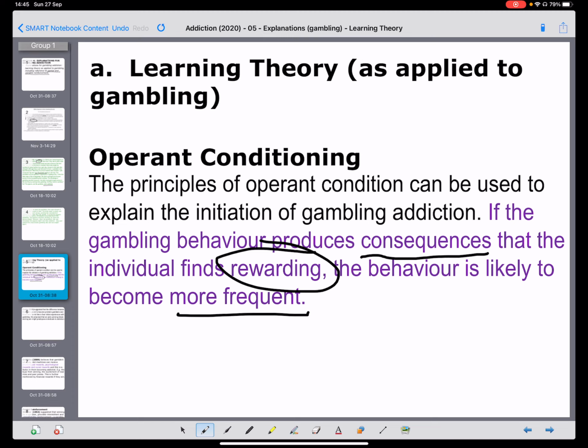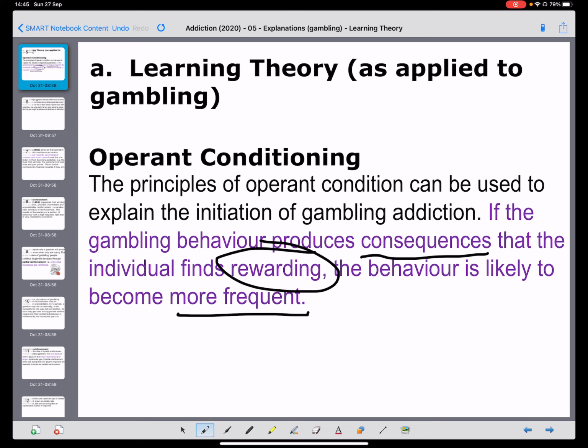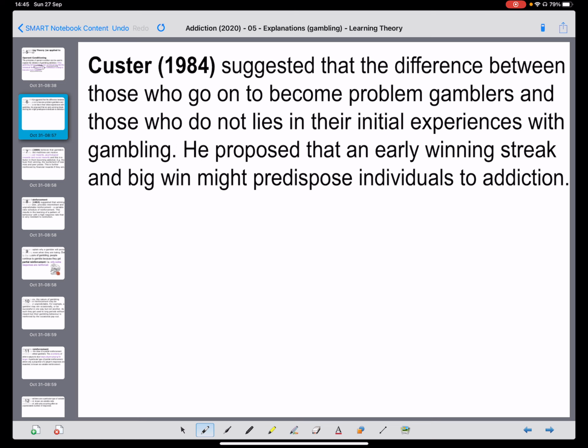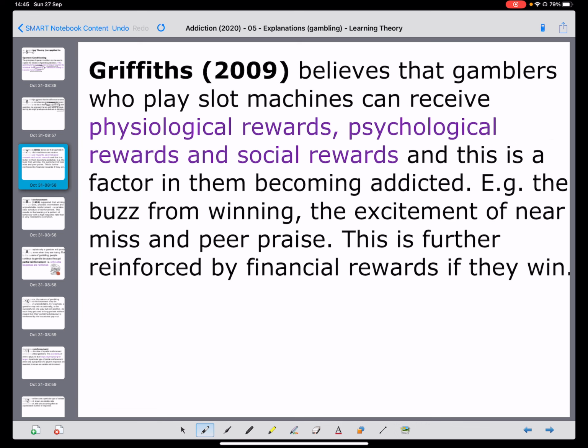Now, the sad reality for us as well is that it's not just winning that is rewarding. We see from Custer that some people's initial experiences could be very rewarding, so that they go on to become addicts. But we see from Griffiths, who does a lot of work on this, that it's actually not just winning, it's the other types of reward that you get. They mention physiological, psychological, and social rewards.